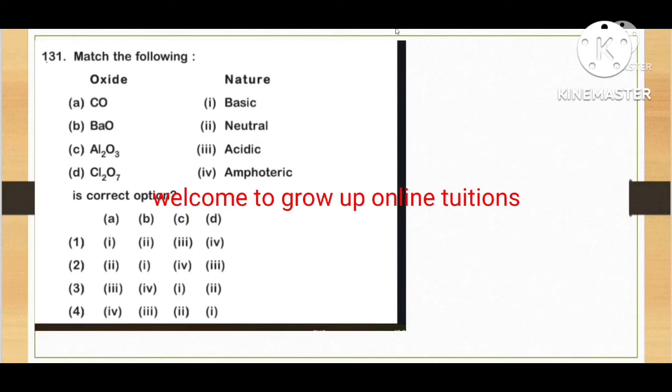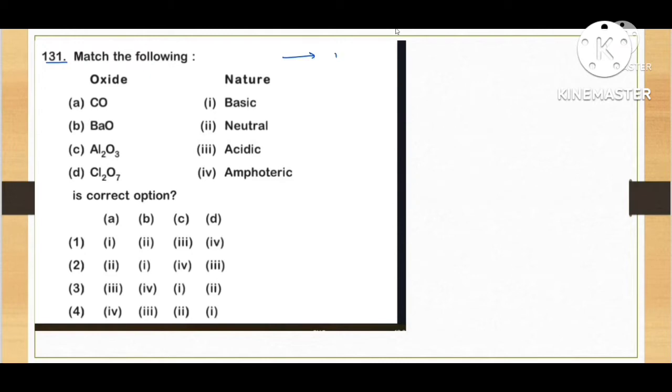Now let us discuss the 131 question. Match the following. In this type of match the following questions, we use the elimination method. Elimination is the best method to answer the matching type of questions. You need to know all the oxides' nature. You just pick up one oxide and first solve the given question.